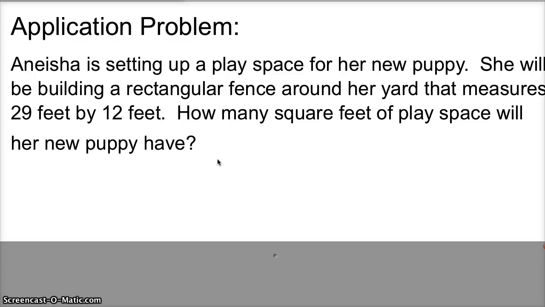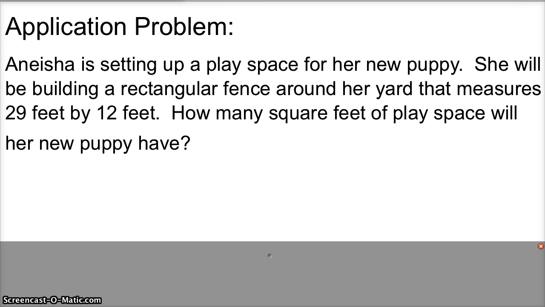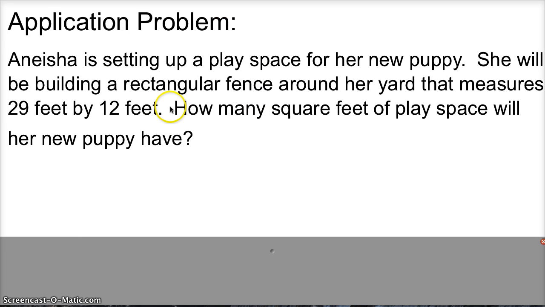Okay, if you needed some extra practice with our application problem, I have it for you here to solve it out. So the problem is, Anisha is setting up a play space for her new puppy. She will be building a rectangular fence around her yard that measures 29 feet by 12 feet. How many square feet of play space will her new puppy have?